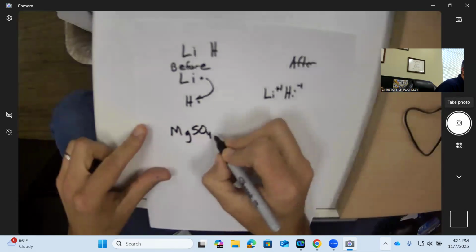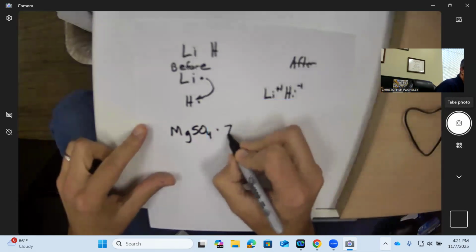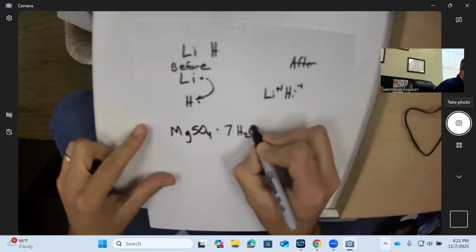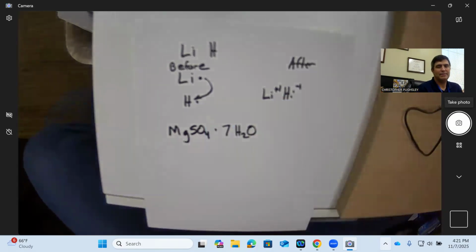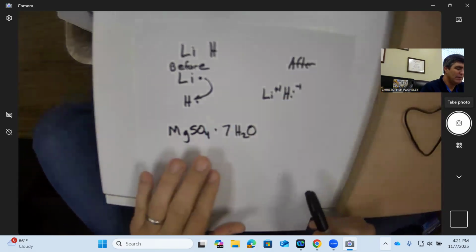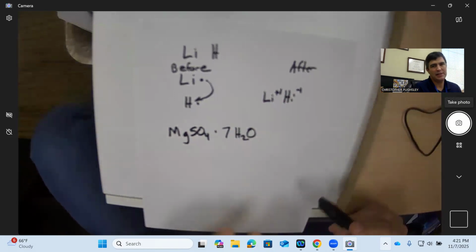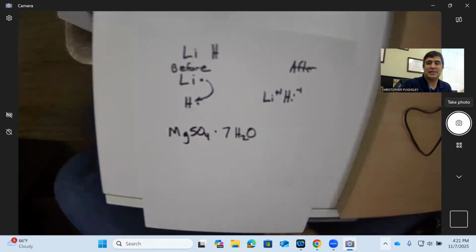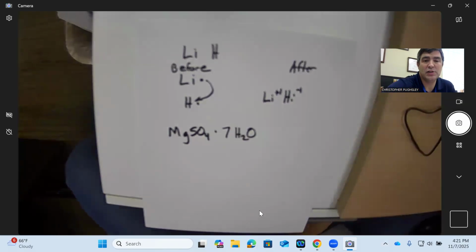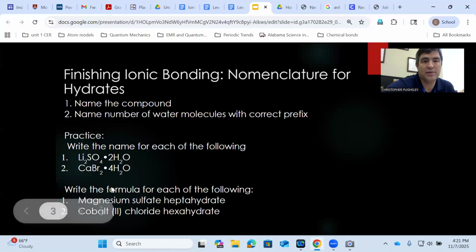Magnesium sulfate is MgSO4, but we wrote a times 7H2O. It's called heptahydrate, magnesium sulfate heptahydrate. And here's again what we're talking about with this. You can kind of see it right here. Magnesium sulfate heptahydrate, cobalt(II) chloride hexahydrate. Again, that means that water has been made into its structure.